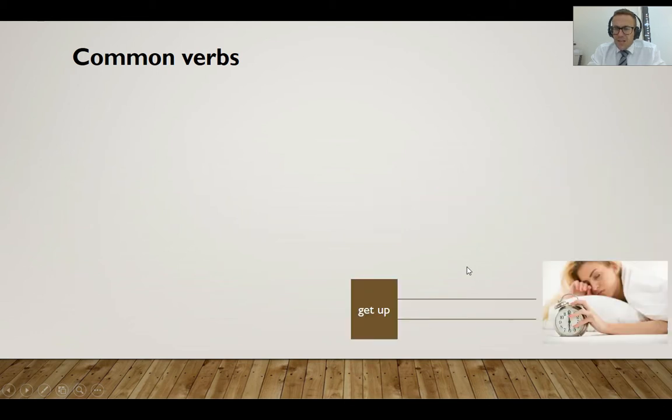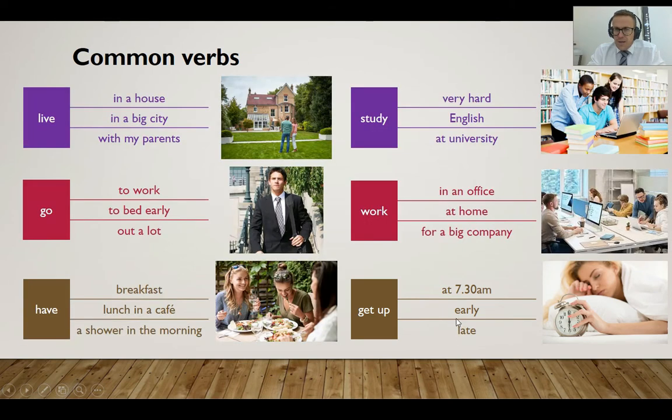Then we have get up at 7:30 a.m. Get up early. Get up late. So these were the common verbs. Yes, there's only 6 to remember, but you need to remember to expand with them and use them in a phrase like work in an office, go out a lot. This just helps to develop your English.